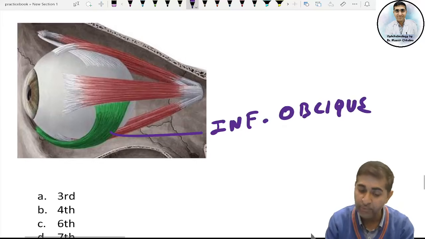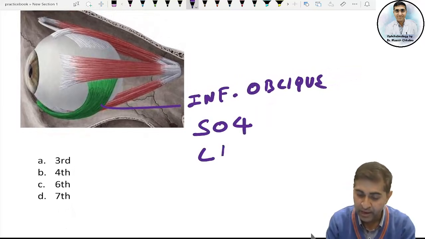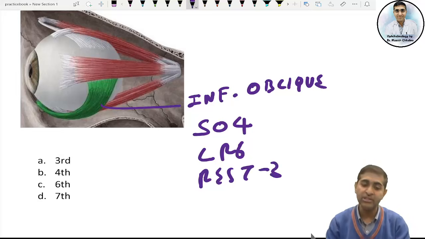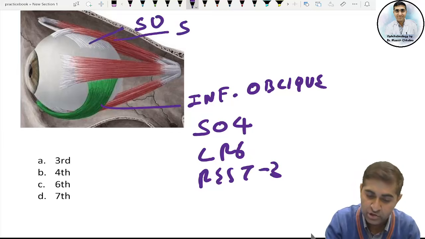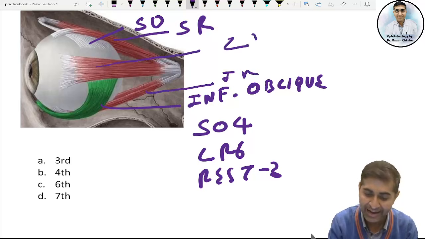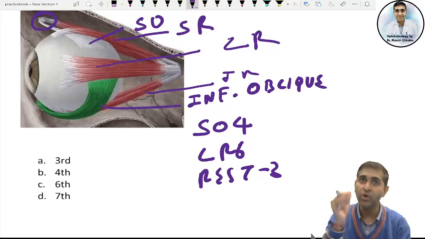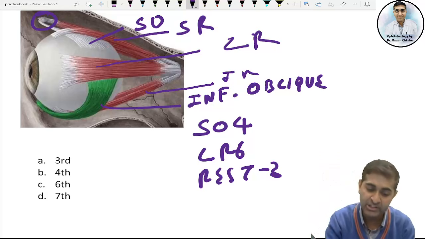But you know about the nerve supply of the extraocular muscles: SO4, LR6, rest 3. That means that superior oblique is supplied by the 4th cranial nerve. This is your superior oblique. This is your superior rectus. This is your inferior oblique. This is your inferior rectus. And this is your lateral rectus. So this is the medial point where there is a pulley, the trochlear pulley, from where the superior oblique is going to pass and get attached just behind the equator. Just behind the equator.